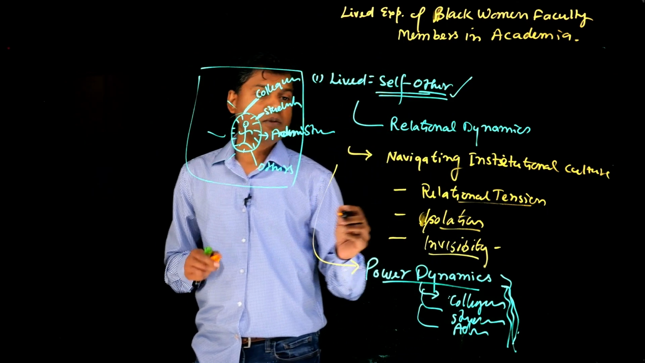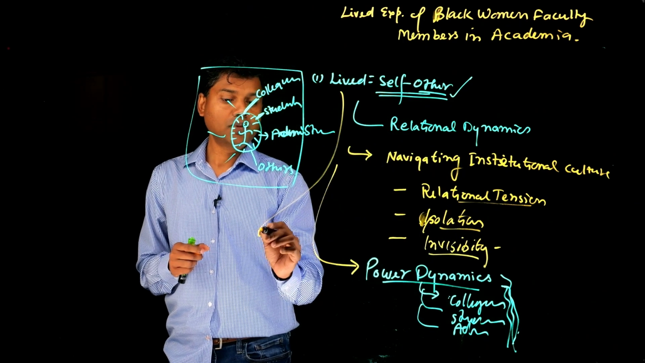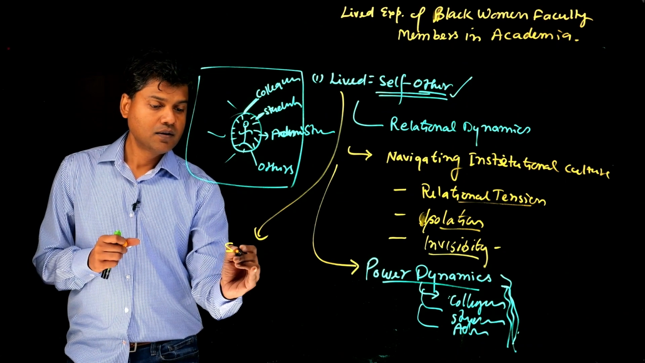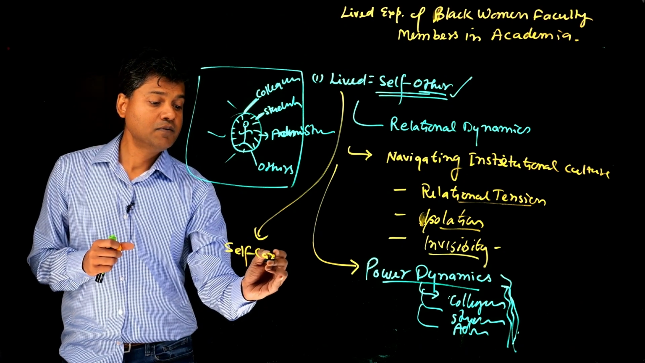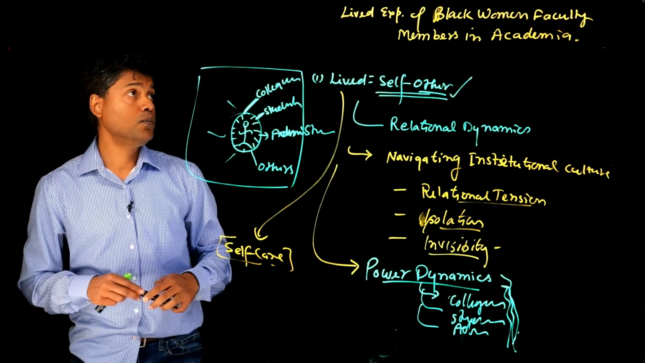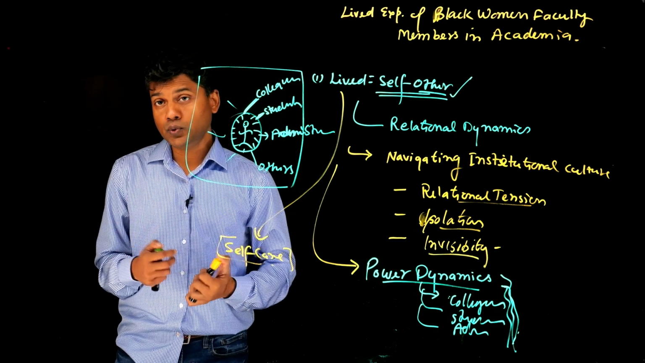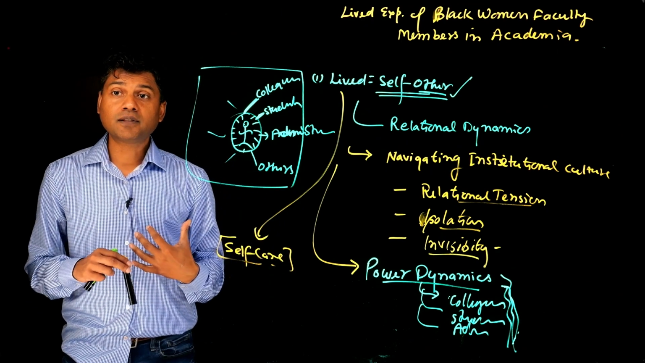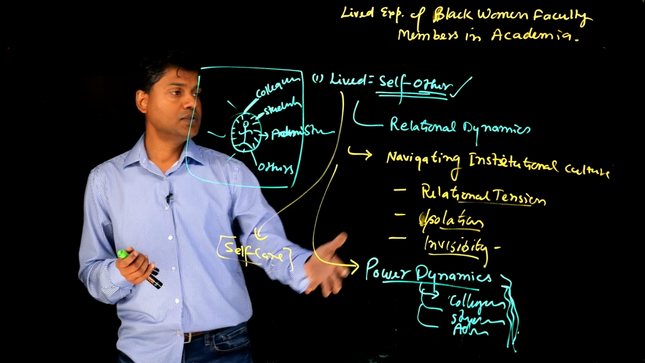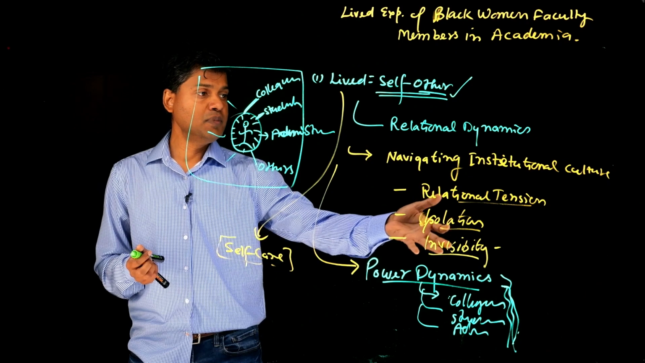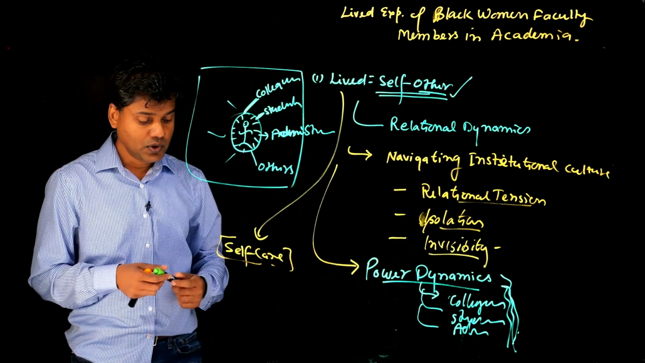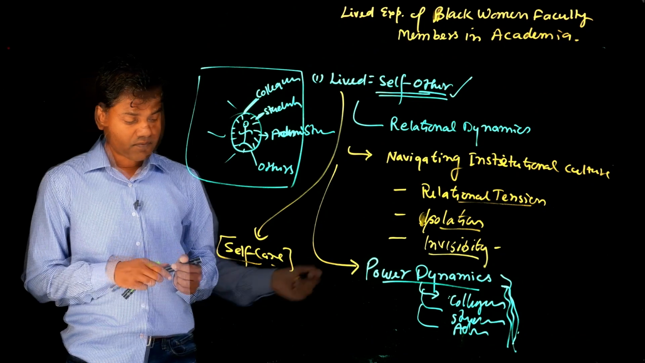I might also come up with this template. It can help me understand how they are taking care of themselves, like their self-care, what Black women faculty members do to take care of themselves, how they manage the stress, the anxiety that they experience in the form of isolation, invisibility, or a relational tension, and what they do to overcome those.